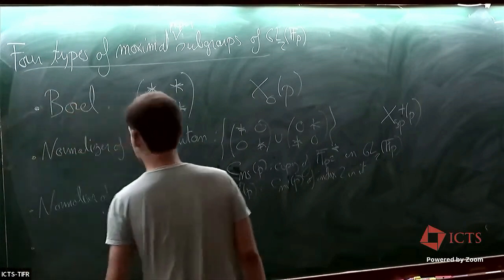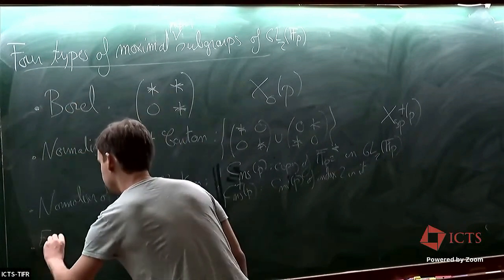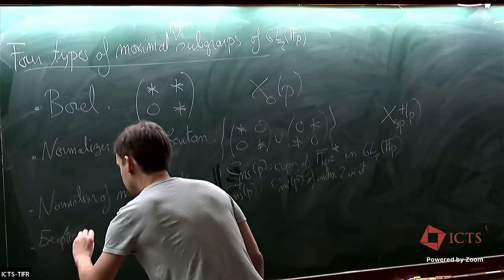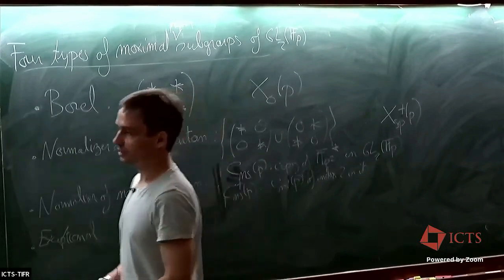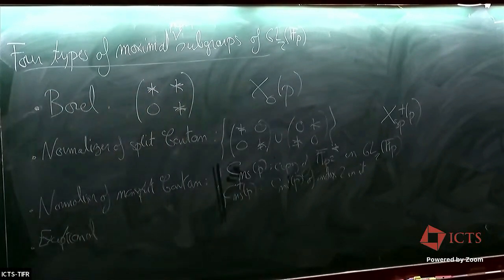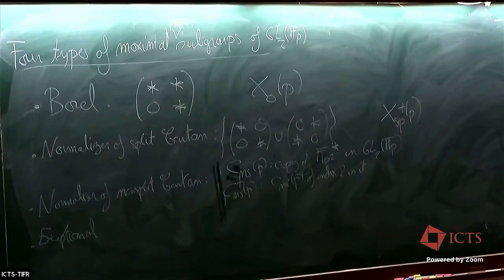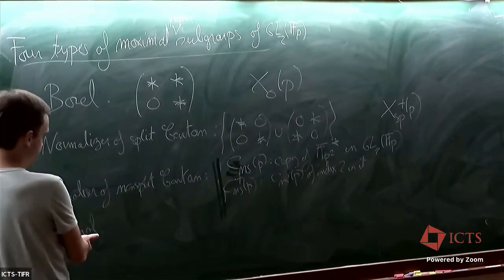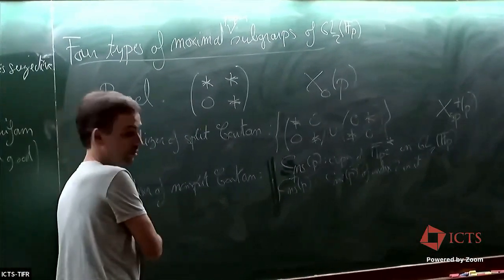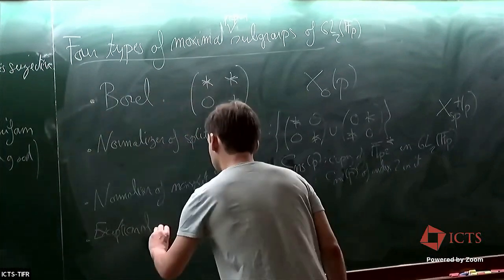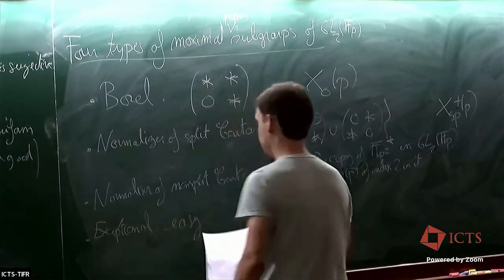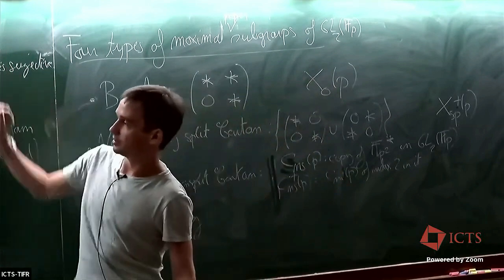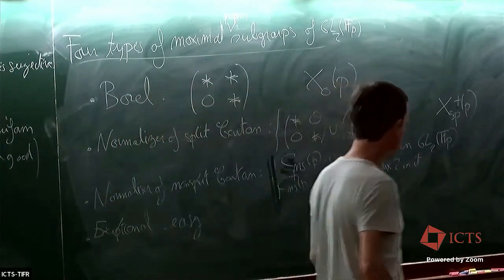And the final type of group, which is exceptional here. In one sentence, when you projectivize, when you take the image of G inside PGL_2 of F_p, the image could be A4, S4, or A5 sometimes. And this is called exceptional. But this is easy and actually already treated in this paper. So we will not care about it.